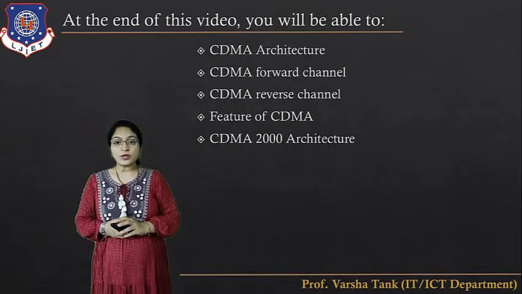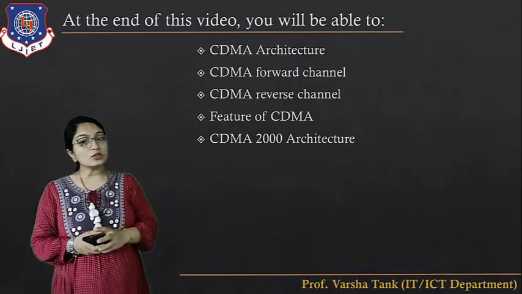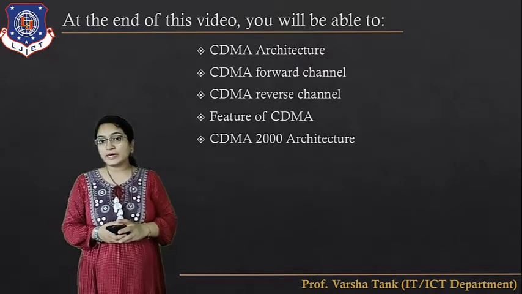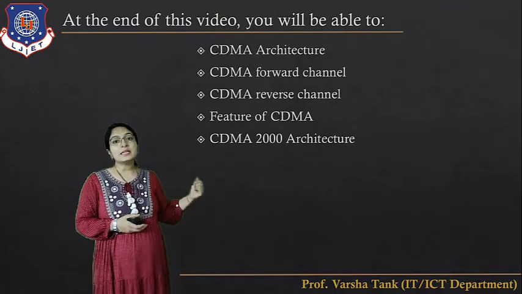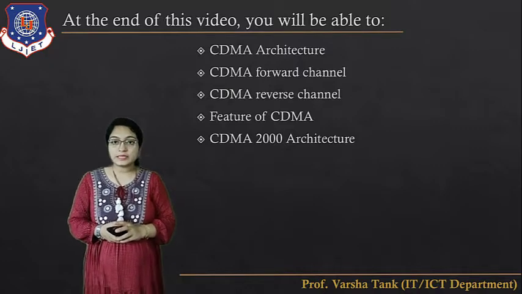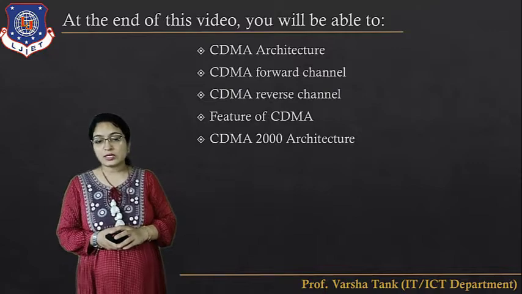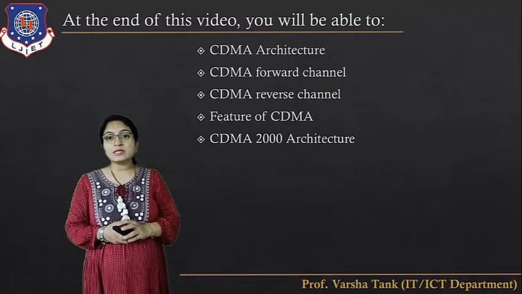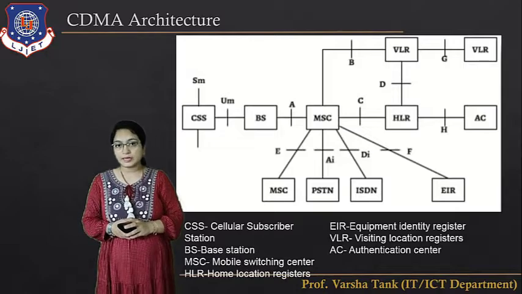So at the end of this video, you will be able to learn about the CDMA architecture, that is also known as the Interim Standard 95 architecture. Then we will see the CDMA forward channel, then CDMA reverse channel, and then after we will see the features of the CDMA, and after that we will see the CDMA 2000 architecture. So let's start with the CDMA architecture, that is also known as the Interim Standard 95 architecture.